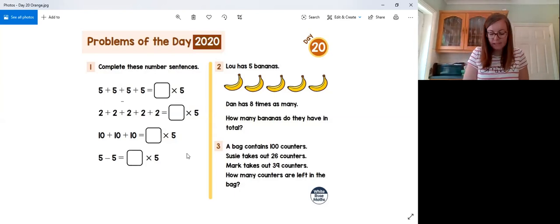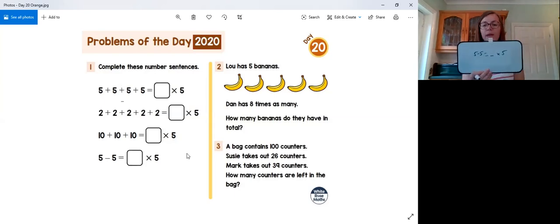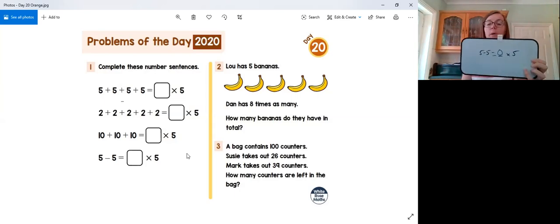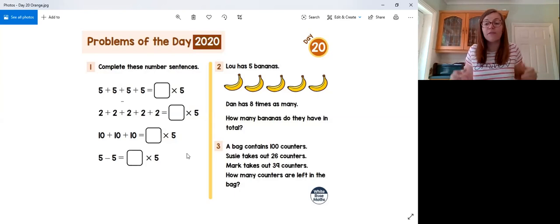And in the last number sentence, 5 minus 5 equals blank lots of 5. Well, if we have 5 and then we take 5 away, 1, 2, 3, 4, 5, oh, I've got nothing left. So how many lots of 5 do I have if I've got nothing? Well, I've got 0 lots of 5. Remember that anything times 0 or 0 times anything is 0. So if you've got no lots of 5, you've got none. If I give you no lots of 5 sweets, I don't give you any sweets.